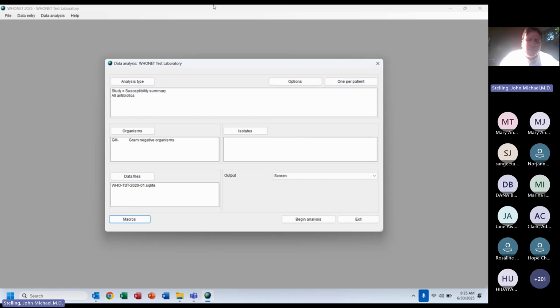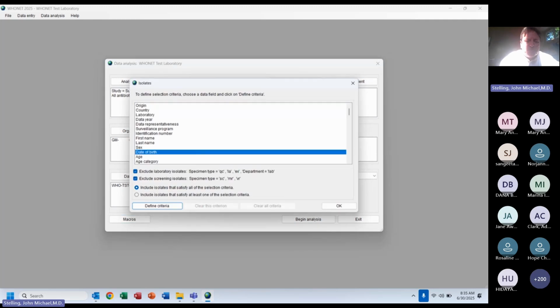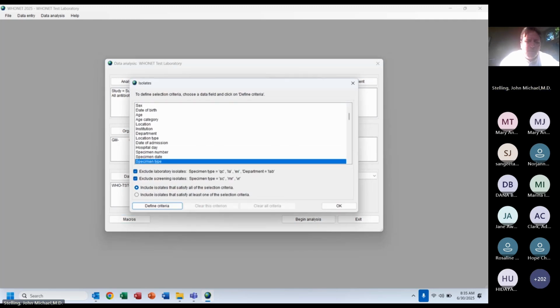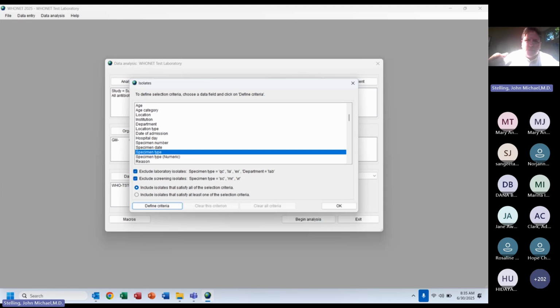Now I want to change this. Let me go to isolates. And let me go to specimen type. And I can say I want female outpatient urine. I can say oxacillin resistant. I can say imipenem resistant. I can say animal equals chicken. Animal equals cattle. So these are the isolate filters. I can say location equals ICU. I can say location equals farm.